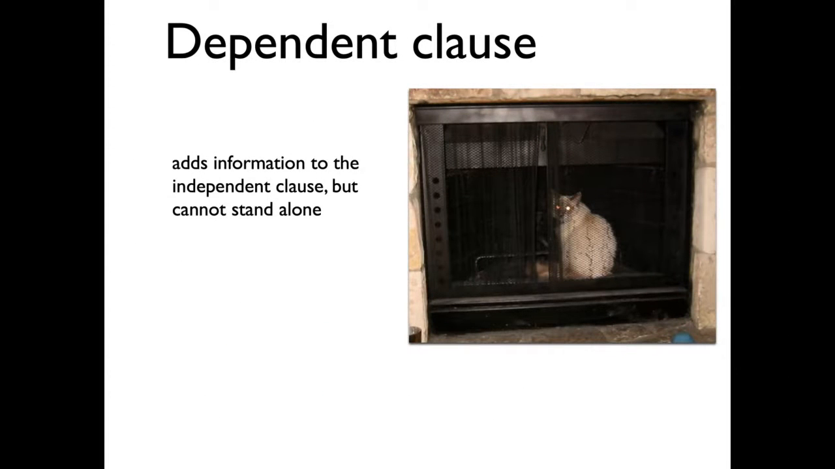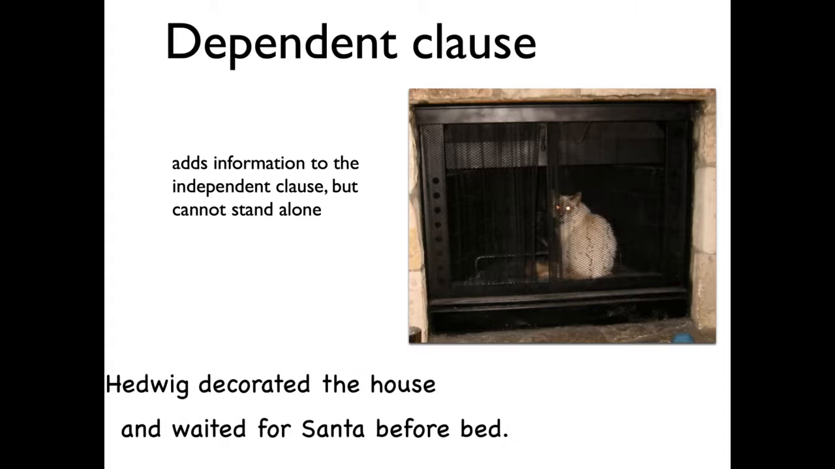A dependent clause adds information to the independent clause, but it cannot stand alone. This is where sentence fragment territory comes in, so please beware. So here's the independent clause from the previous slide. Hedwig decorated the house. Now, and waited for Santa before bed is a dependent clause because it is not a full sentence. The second half, the dependent clause, does not have a subject. It has a verb and an object, but it does not have a subject, so it is not a simple sentence.